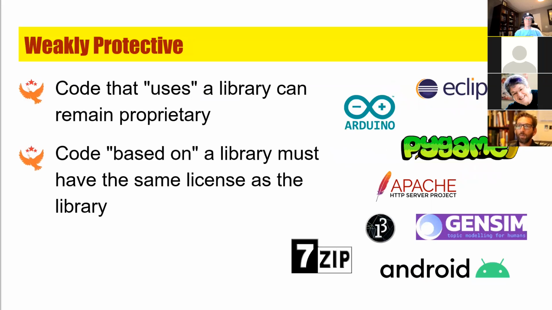So in response, weakly protective licenses were created to allow proprietary software to coexist with open source libraries. So under these licenses, code that merely uses open source libraries can remain closed source. However, code that is based on open source libraries must be released as open source. And the distinction between uses and based on is sometimes difficult to define. If your code modifies an open source library, then it's considered a based on work and must be released as open source. But code that dynamically links to libraries can stay proprietary.